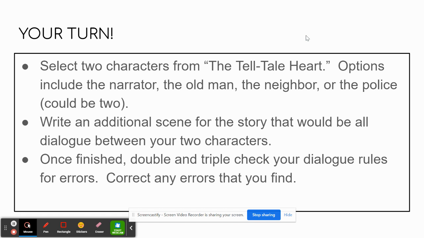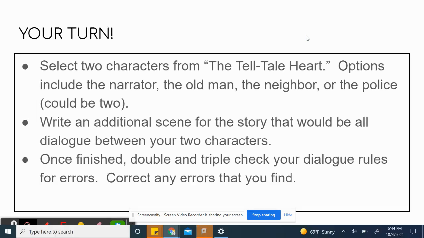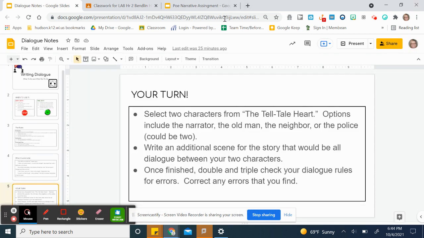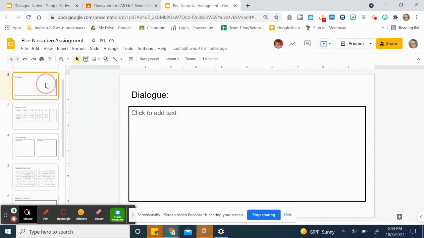Be creative. Once you've finished, you're going to double and triple check your dialogue rules for errors. Correct any errors that you find. All right, so that's the assignment. And then the assignment's going to go right on this slide where it says Poe narrative assignment.